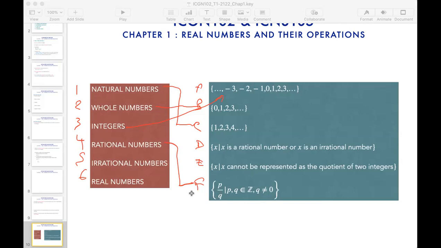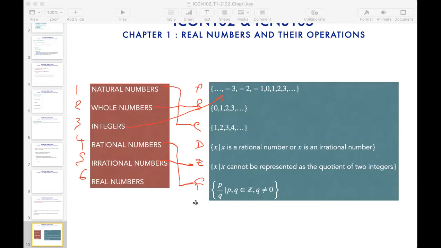Now, question 5, Anchita. E, okay. Is that correct, everyone? E is correct. In this one, an irrational number is a set of x where x cannot be represented as a quotient of two integers. This is the matching definition for the irrational numbers. Now, let's move on to the last one.